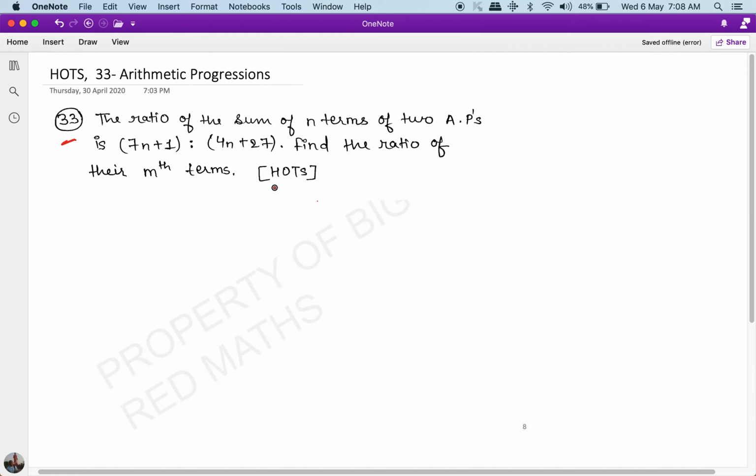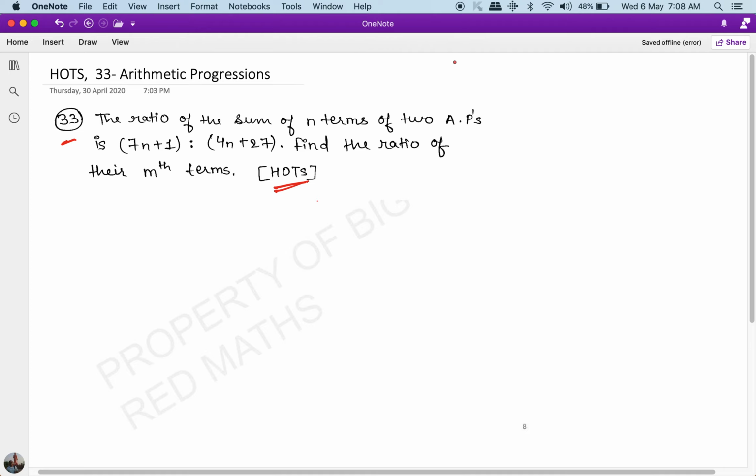This is also a HOTS question, that is, a higher order thinking skills question. Remember, this is a nice question because it involves a small trick and it's a good concept to learn. So I will emphasize that you focus really hard and learn this question very well. I will call out that exact trick when the time comes.